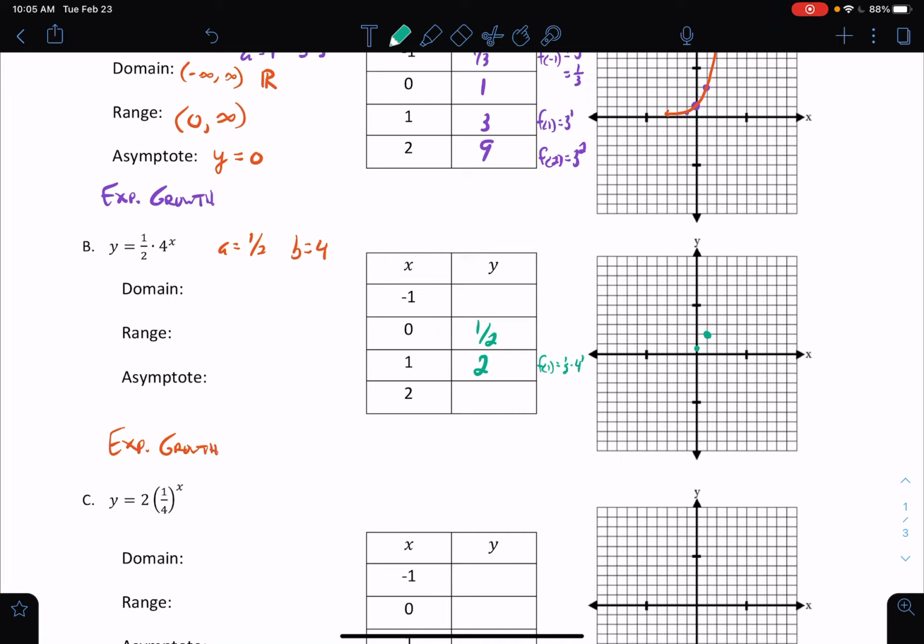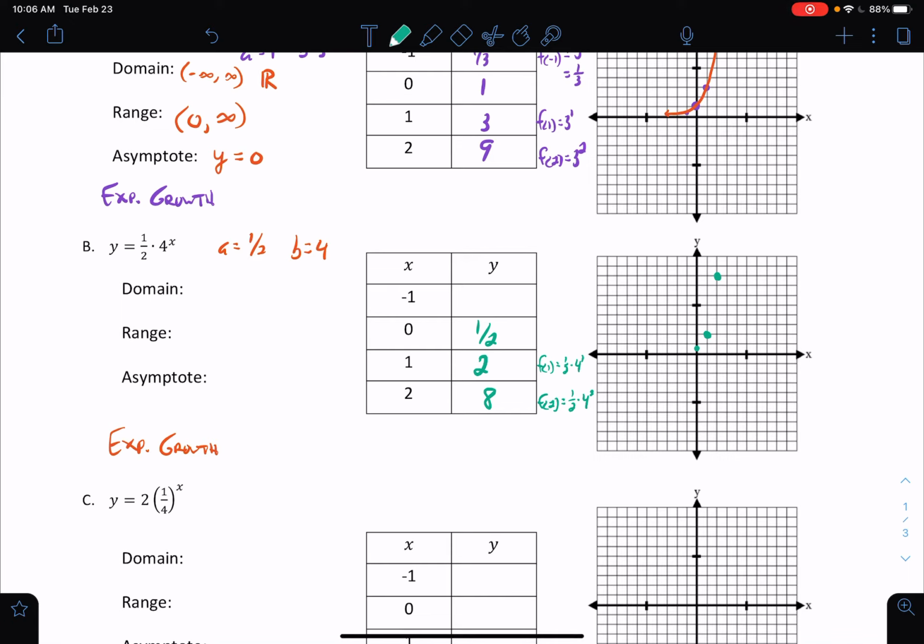If I plug in 2 for x, f of 2 is going to be 1/2 times 4 squared. Well, 4 squared is 16. Half of 16 is 8. So if I plug in 2, I get out 8.